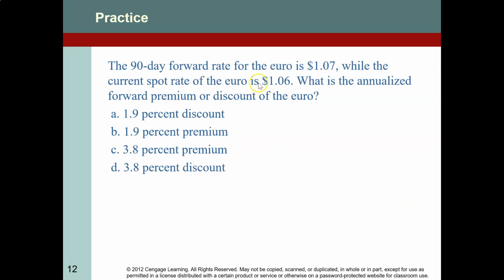The 90-day forward rate for the euro is $1.07, while the current spot rate of the euro is $1.06. What is the annualized forward premium or discount of the euro? Again, please pause the video, work on the question yourself. Only resume the video when you are ready.